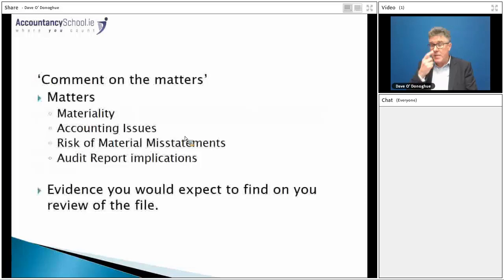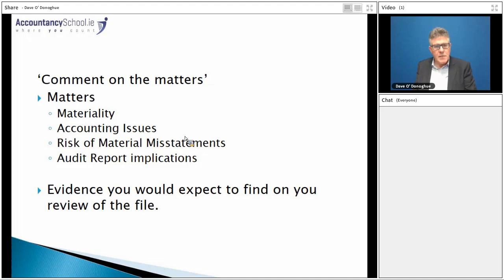A comment on the matters question. In ACCA, when they ask you to comment on the matters, they don't expect you to come up with issues in the exam paper off the top of your head. They have ideas that they want you specifically to talk about in the majority of comment on the matter questions. What they want you to talk about is the materiality of the issues in the case study. What are the accounting issues that arise in the case study? What are the risks of material misstatement that come from those issues? And then possibly to also talk about the audit report implications. So when they ask you to comment on the matters, in the majority of cases, those are the issues they want you to talk about.